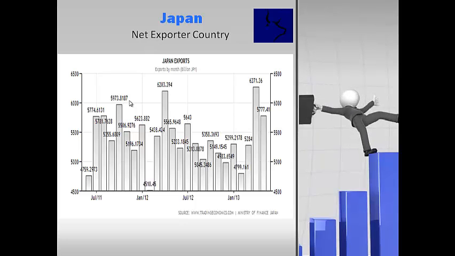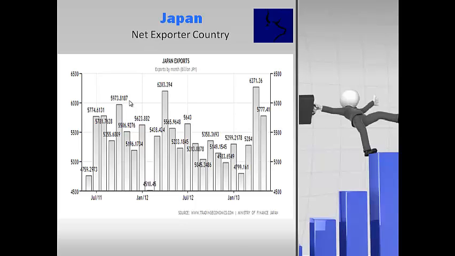The economy of Japan is the third largest in the world by nominal GDP. So it's a very big country. Japan is also the world's third largest automobile manufacturing country. Probably you're familiar with Honda and Toyota. All of these cars are made in Japan.